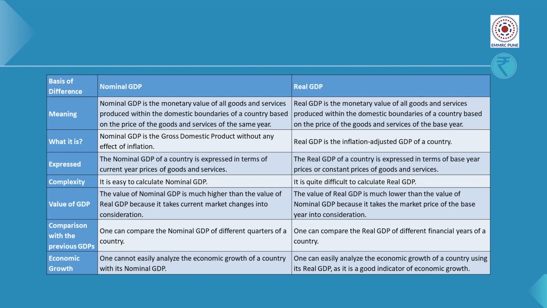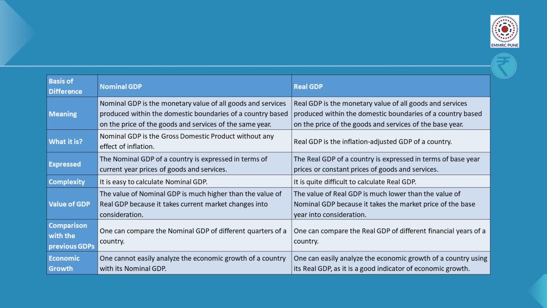Now, let us understand the difference between real GDP and nominal GDP. If we differentiate it by the meaning, then nominal GDP is the monetary value of all goods and services produced within the domestic boundaries of a country based on the prices of the goods and services of the same year. On the other hand, real GDP is the monetary value of all goods and services produced within the domestic boundaries of a country based on the prices of the goods and services of the base year.